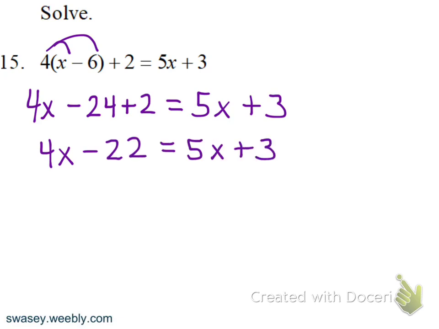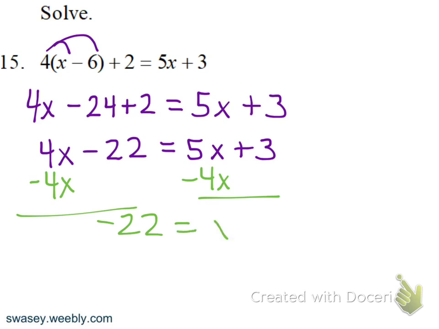Get the variables on one side, constants on the other side. If you want to keep your variables positive, we'll subtract 4x from each side. We get negative 22 equals x plus 3. Subtract 3 from each side, and you have x equals negative 25.